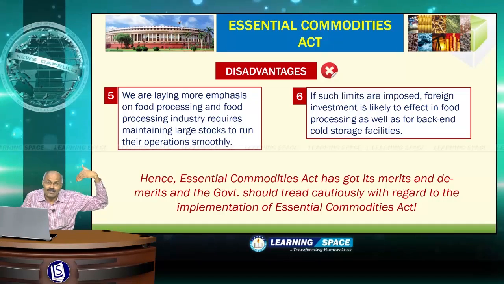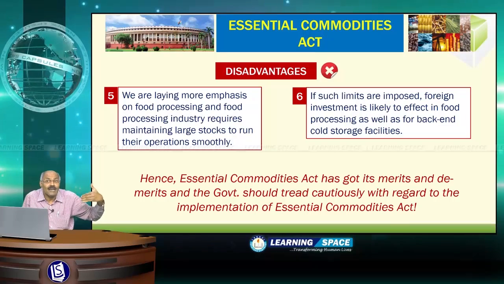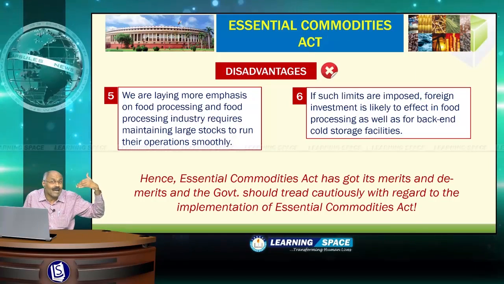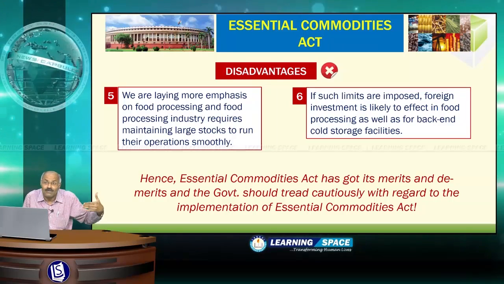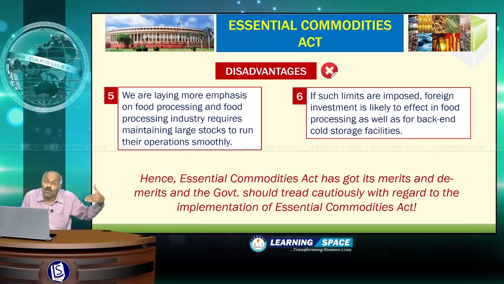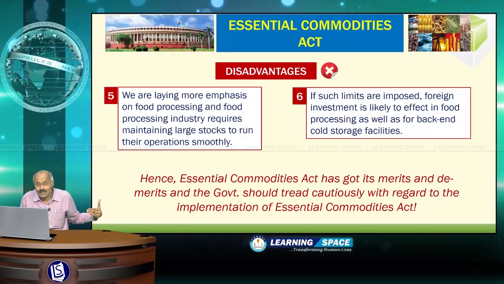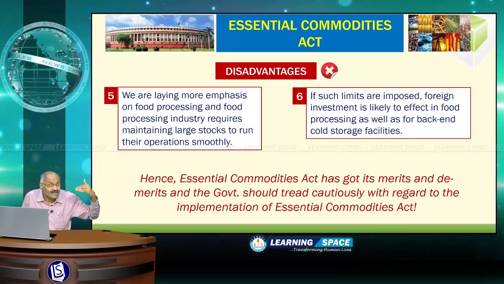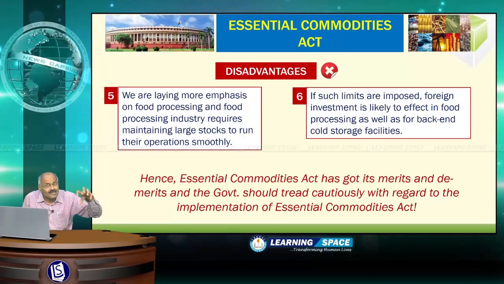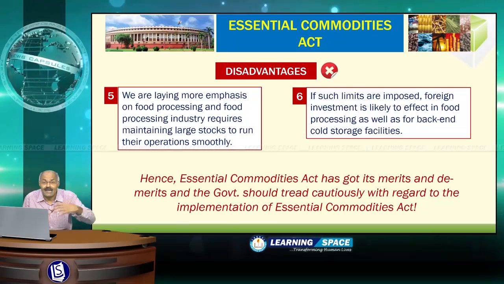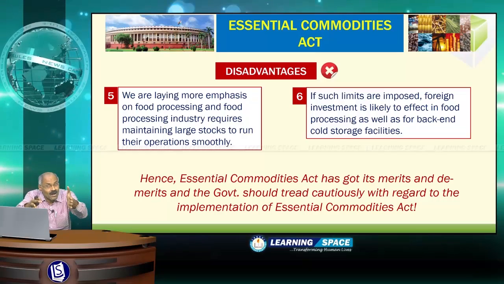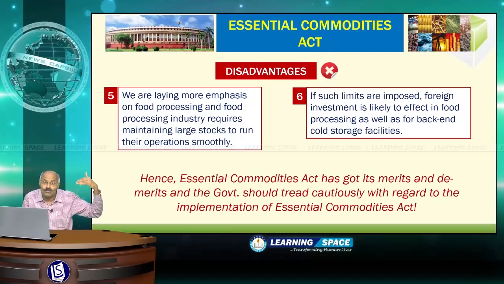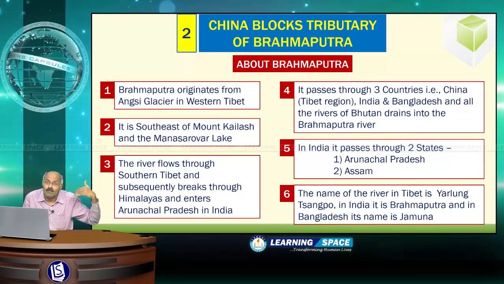Then if such limits are imposed, foreign investment is likely to be affected in food processing as well as development of back-end infrastructure like cold storage facilities. So, this Essential Commodities Act has got merits and demerits, and government has to tread cautiously by taking the middle path. Right friends, let us move on to the second one about Brahmaputra.